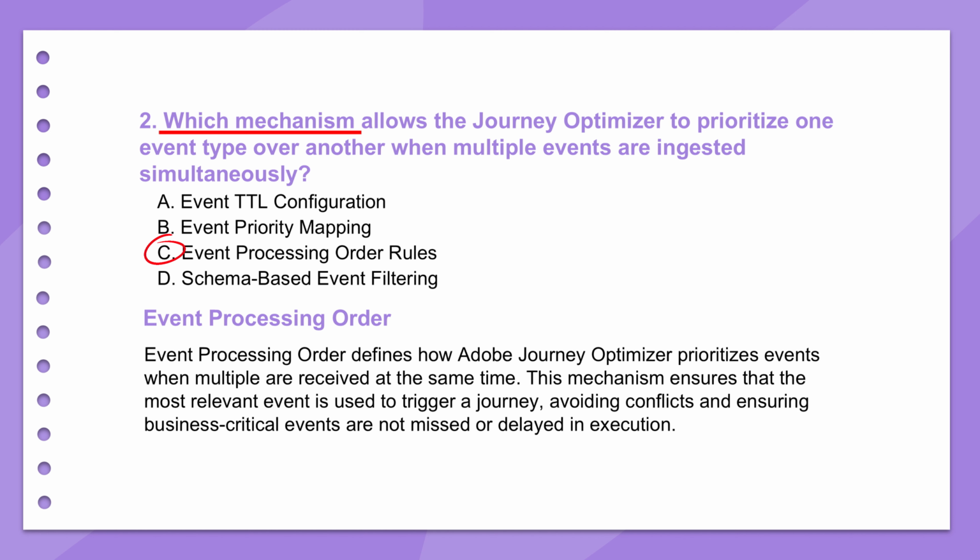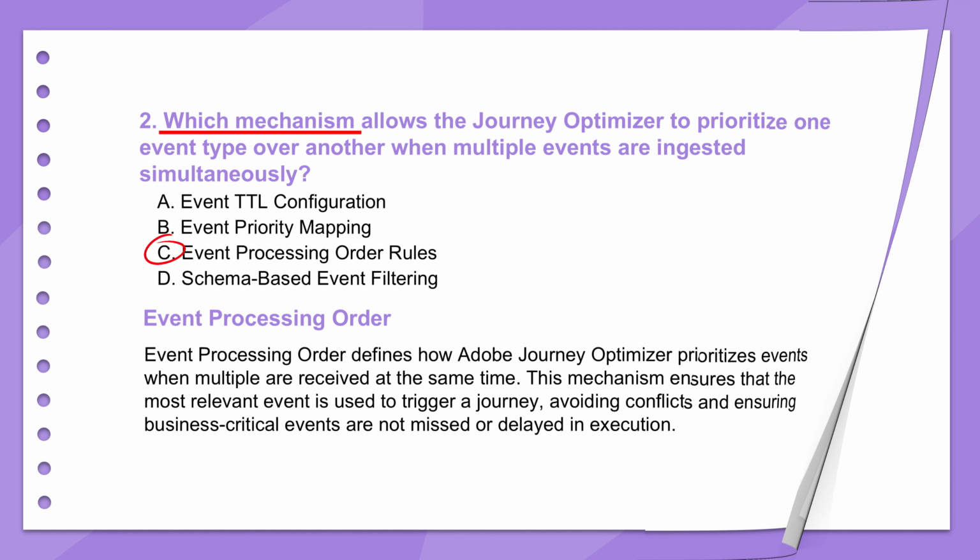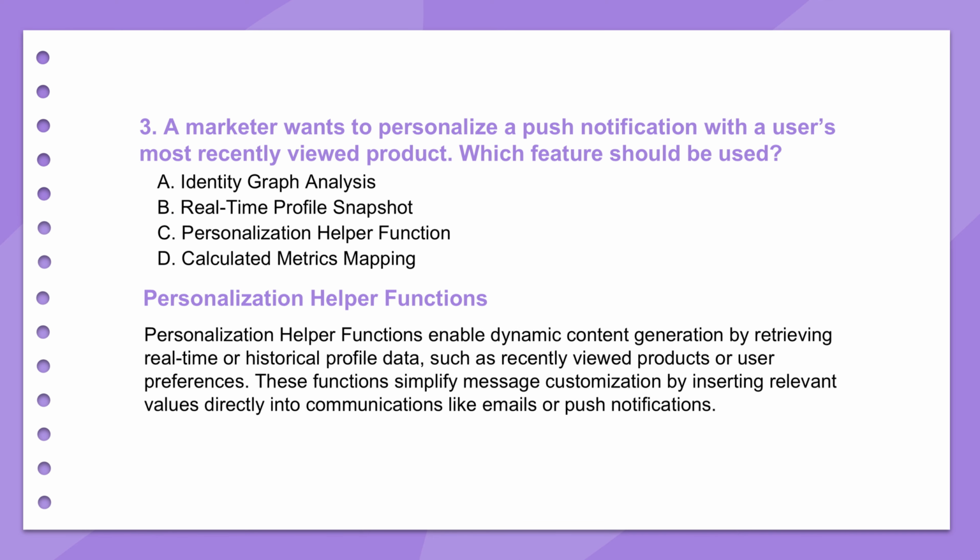Okay, this is all kind of the engine under the hood, but what does this actually look like for the customer? Question 3 gives us a perfect real-world example. A marketer wants to personalize a push notification. They want to show the user the exact product they were just looking at. Which feature makes this happen? The magic here is real-time personalization, and the specific tool is something called personalization helper functions. What's fascinating is the immediacy.